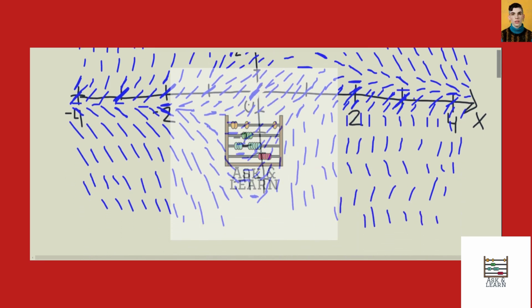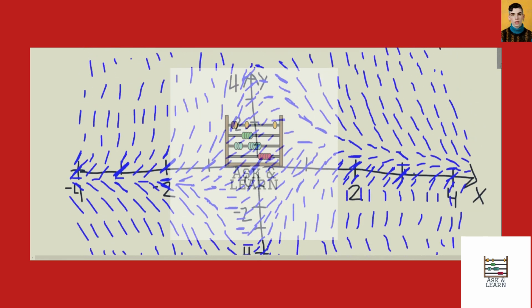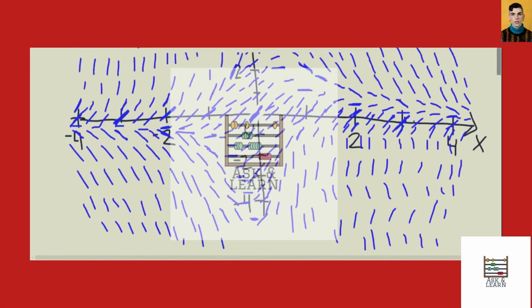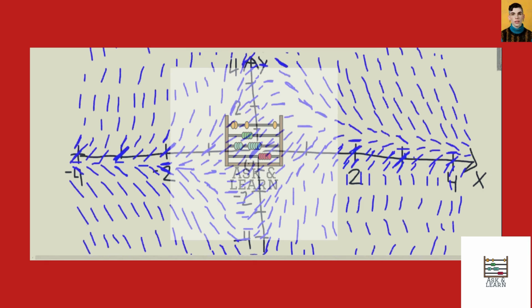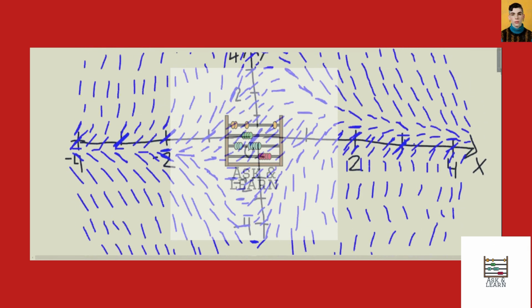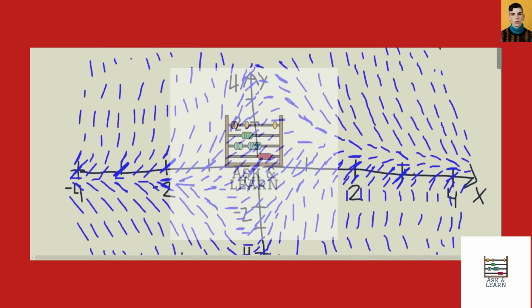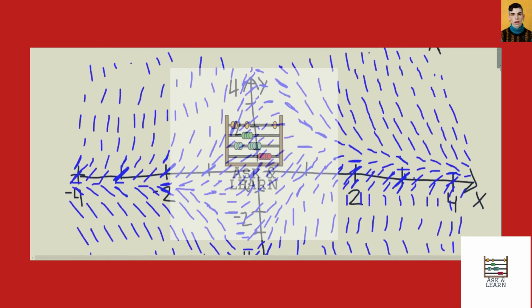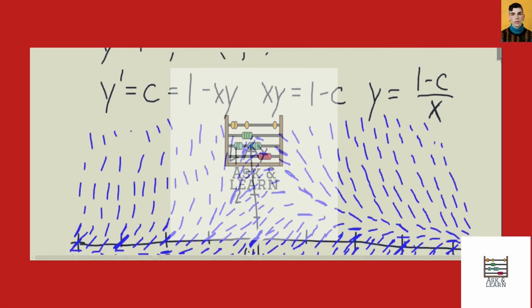So this is a pretty good picture of our slope field. We have kind of a diamond formed here around the origin. You see we have this diamond pattern where all the slopes that are close to 0 are contained in this diamond near the origin.